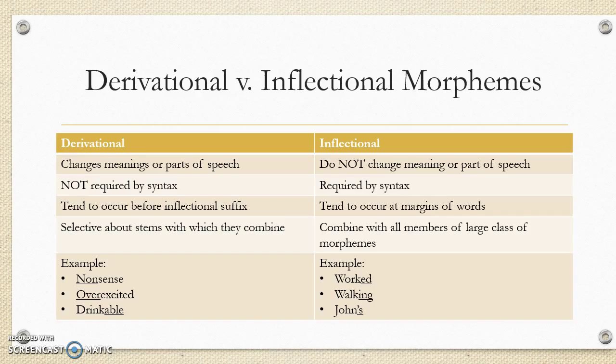Inflectional morphemes do not change the meaning or part of speech. They're required by syntax, and they tend to occur at the margin of words. So worked, walking, Johns. Those are all inflectional morphemes.